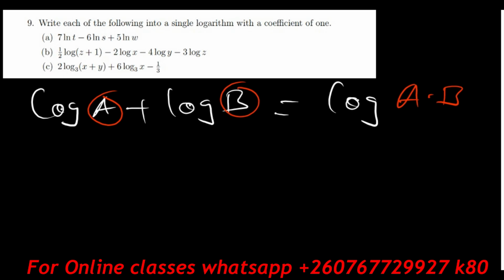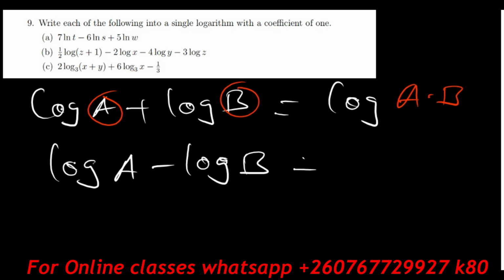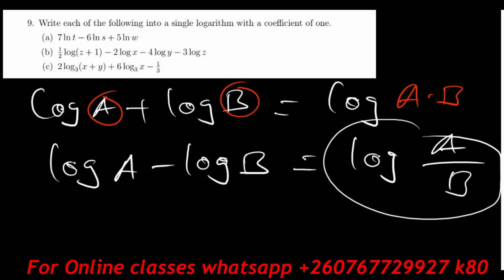What if there is minus? If there is minus, we divide. The one carrying negative is going to be on the denominator. I'm going to say log a, because a is positive, divided by b, since the one with negative, b, is going to be on the denominator. I've now written this into a single logarithm.